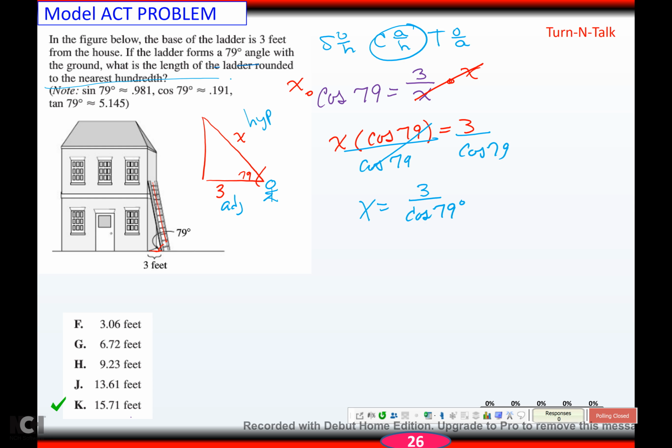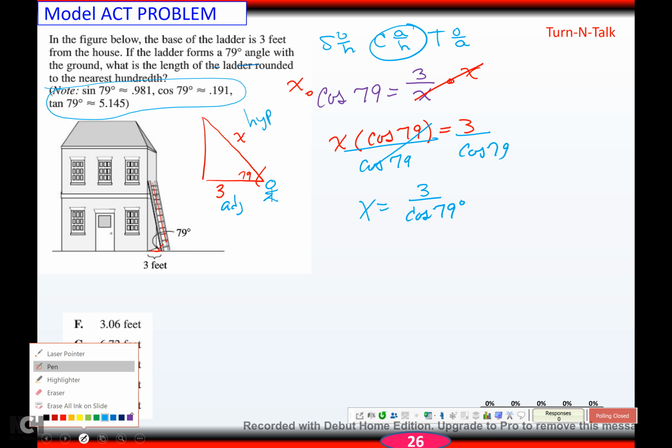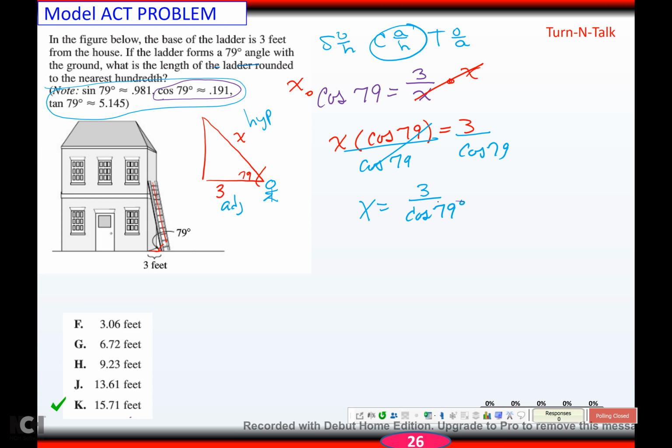All right, they're like, why are they giving me all that information? Well, because I need to know. Now, they gave you all three so they wouldn't tip you off as to which one to use. I'm using cosine, so I need to know the value of this, which they tell me is 0.191. Now, your calculator would work, obviously. You can just make sure you're in degrees and type it in.